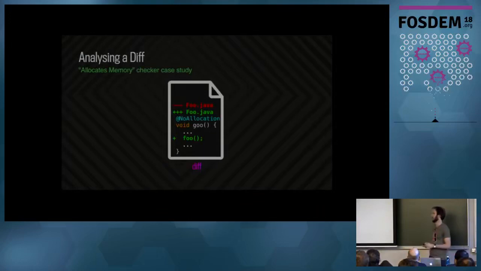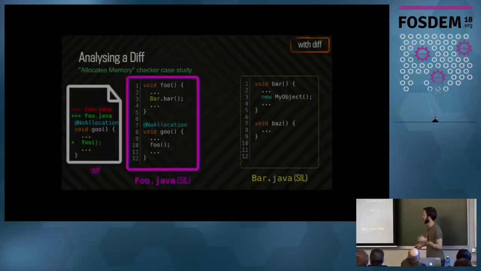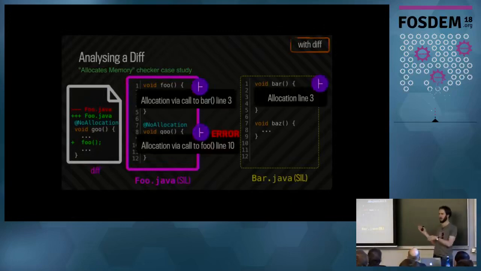So let's go back to our example and see how diff analysis works in a bit more detail. Let's say our diff was the one that introduced the call to foo in the no allocation method. That's the state of the code after the diff, what we saw earlier. So we know that Infer reports the error on goo because it calls foo, which allocates.